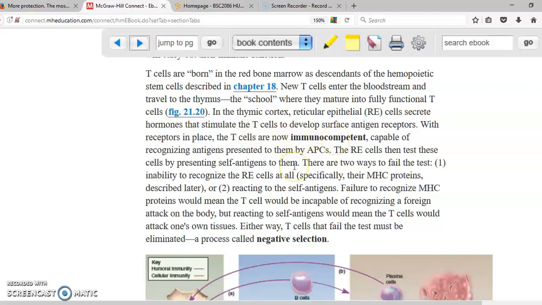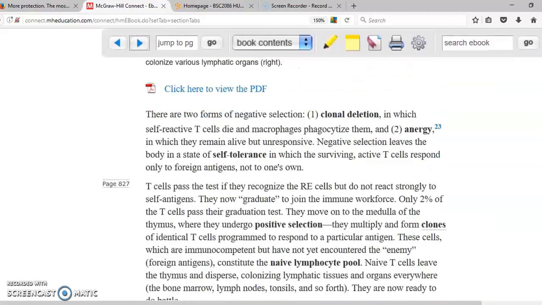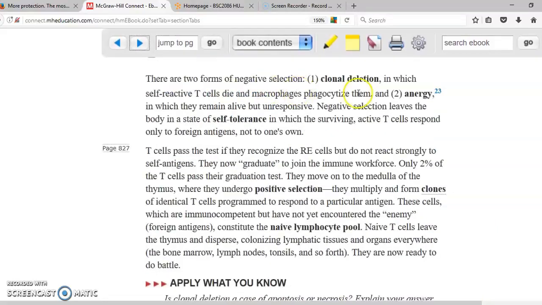What happens if they don't recognize the antigens? They are just going to be either destroyed or not used, and that is called negative selection. So if we keep scrolling down, right here it tells you clonal deletion, anergy. This is the one that is talking about those lymphocytes T that don't work. Positive selection to form clones, because obviously the ones that start working, you need to clone those because those are the ones that work. There are not that many, 2%.